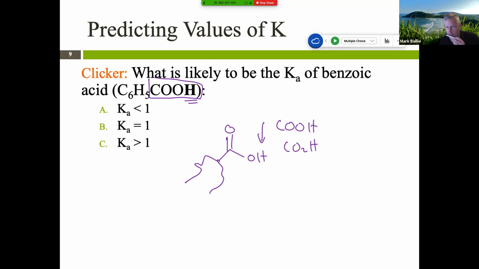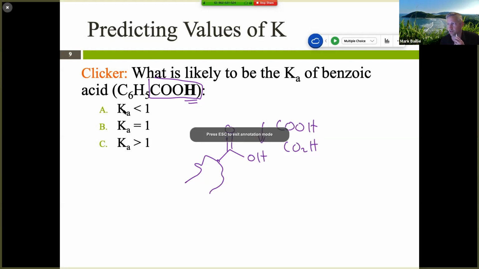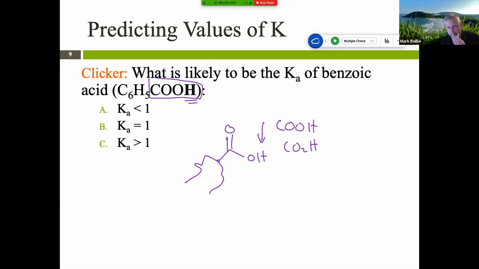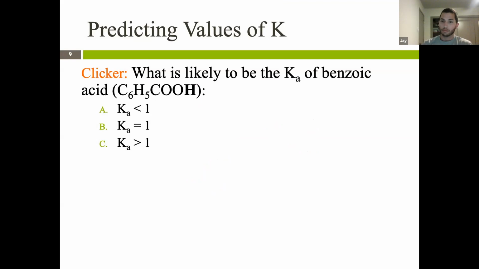Can I get someone else to expand on why the majority of the class chose less than 1? It's not a strong acid. That's why I picked A. So what does it mean to be a strong acid? Well, if it were a strong acid, then most of the benzoic acid molecules would dissociate. But since it's not, they won't.